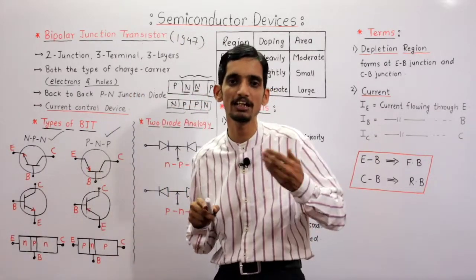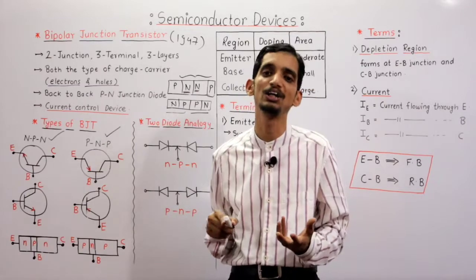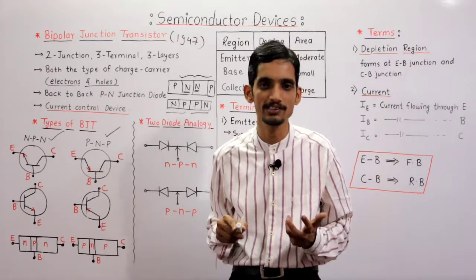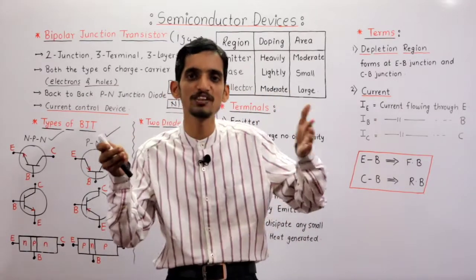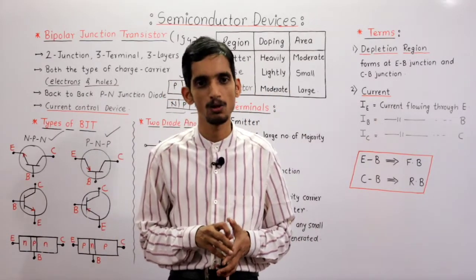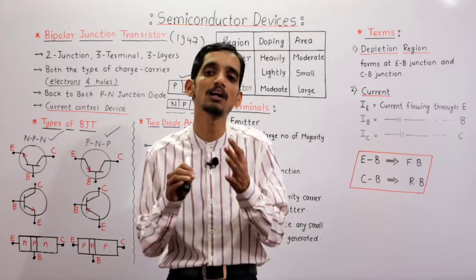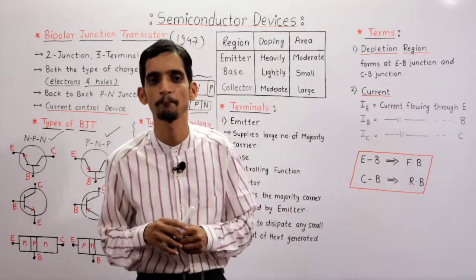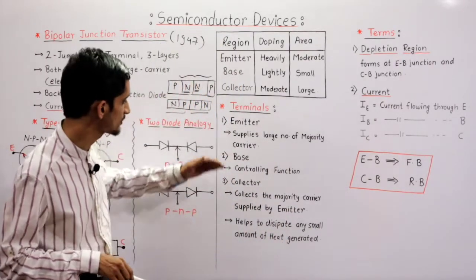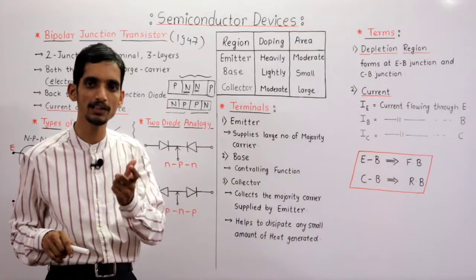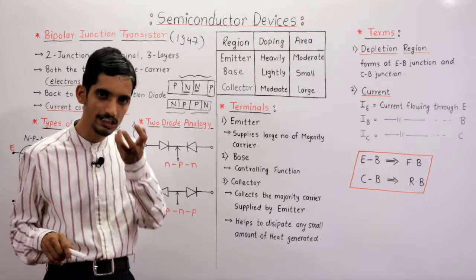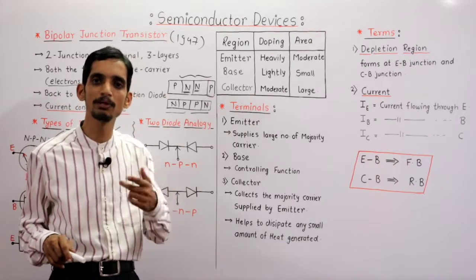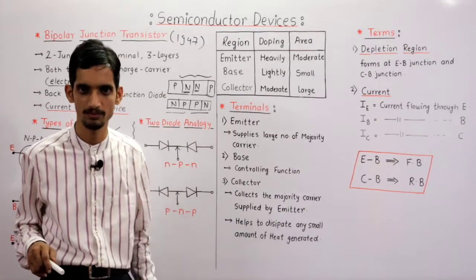Anywhere heat is generated, that heat should be dissipated to protect the transistor, and it is done by the collector. That's why the area of the collector is large, so that its thermal resistance decreases. So these are the three functions: the emitter supplying the carrier, the base controlling, and the collector collecting the emitted carrier and dissipating any small amount of heat.